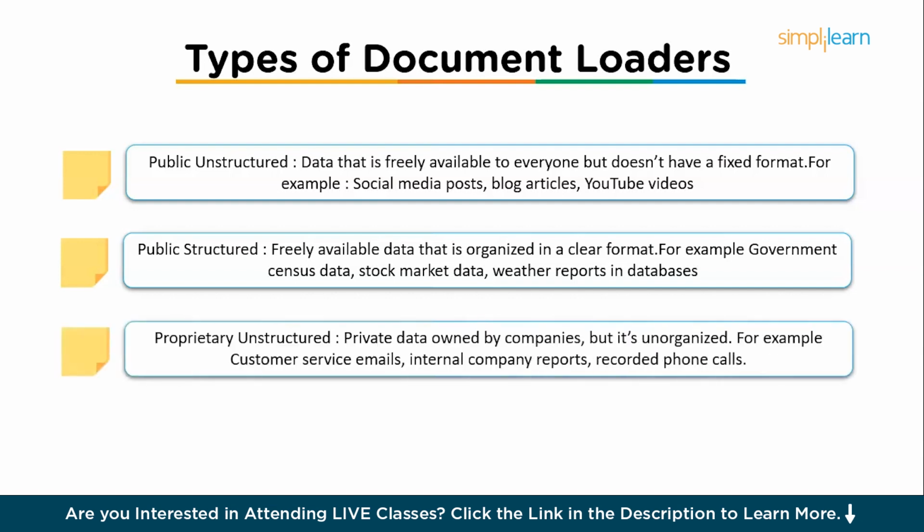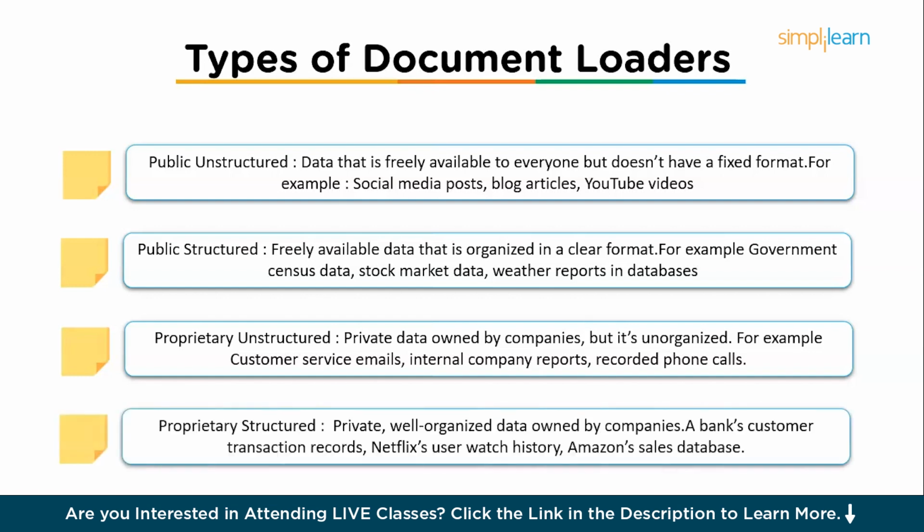Then we have proprietary unstructured data. That is private data owned by companies, but it's unorganized. For example, customer service mails, internal company reports, recorded phone calls. And then we have proprietary structured, so the private, well-organized data owned by companies. A bank's customer transaction records, Netflix user watch history, Amazon sales database, and more.